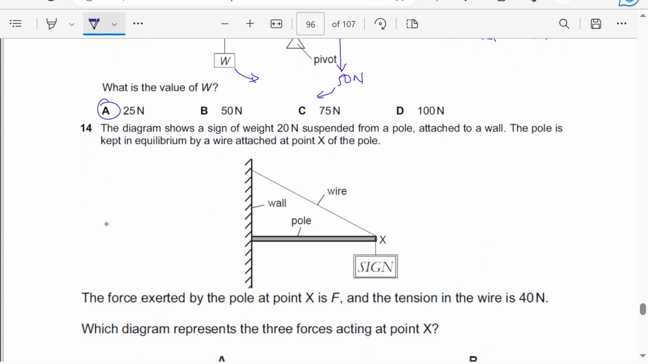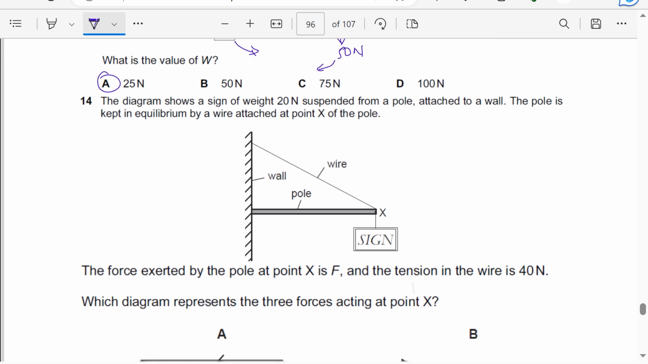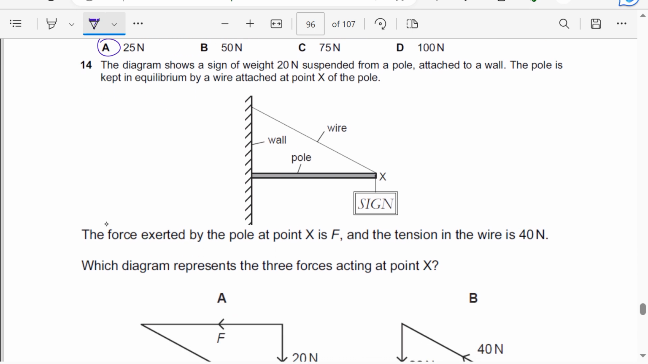The diagram shows a sign of weight 20 newtons suspended from a pole attached to a wall. The pole is kept in equilibrium by a wire attached at point X of the pole. The force exerted by the pole at point X is F, and the tension in the wire is 40 newtons. Which diagram represents the three forces acting at point X?